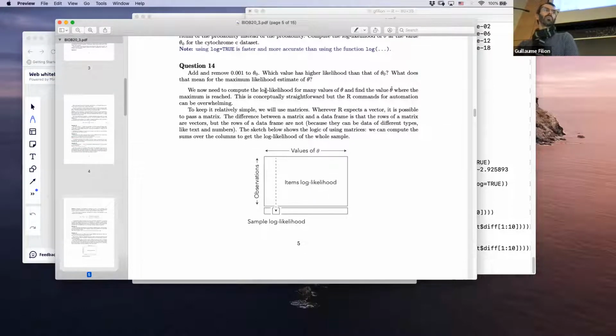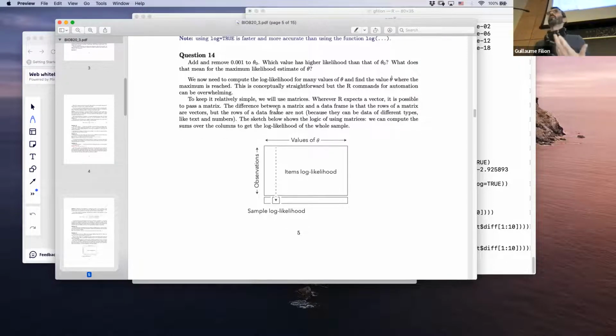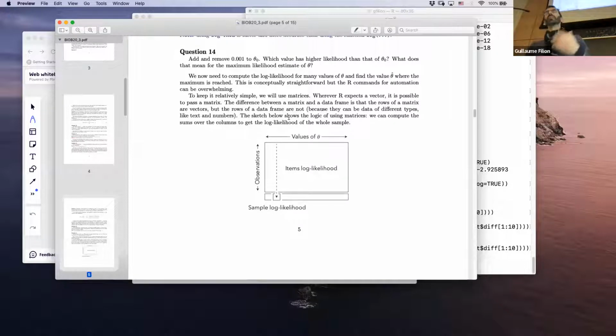We now need to compute the log likelihood for many values of theta and find the value theta hat, where the maximum is reached. This is conceptually straightforward. Just try as many values as possible, and then you see it's going to increase, and at some point you're going to reach a maximum, and then it's going to decrease. You want the value that makes it the maximum. That's all it is, really. So why is it this way? It's deep and conceptual. You have to think about it. But in terms of what you do in practice, just plot the graph, pick the maximum.